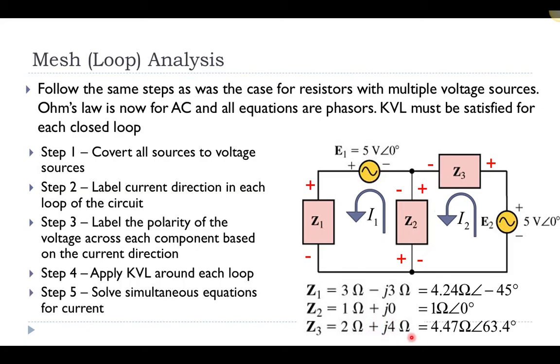So step 4 is apply Kirchhoff's voltage law around each loop and then solve the simultaneous equations. What makes this a little more challenging compared to DC is that we have to make sure all of our values are in phasor notation, so doing the math is just a little more difficult, but not impossible.